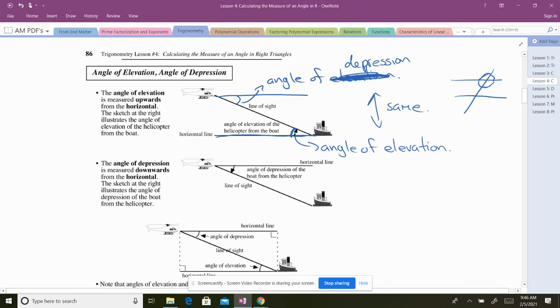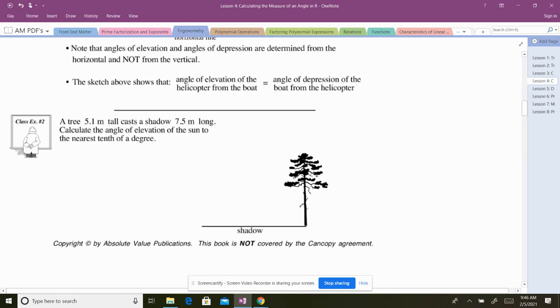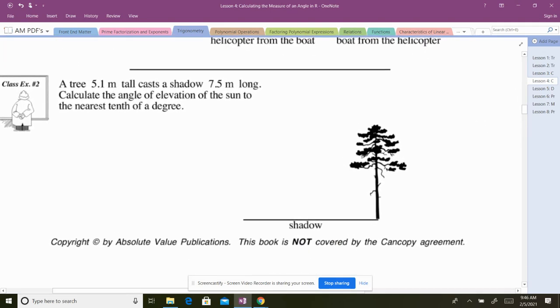All right? So let's scroll down to the bottom here. We have a little mini word problem. We have a tree that is 5.1 meters tall, so from here to here, 5.1 meters. And it casts a shadow that is 7.5 meters long, so its shadow is along the ground, 7.5 meters. Calculate the angle of elevation to the sun to the nearest tenth of a degree.